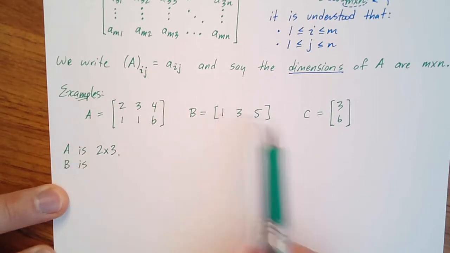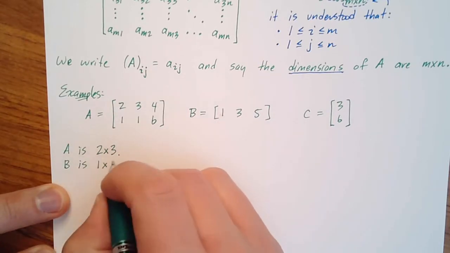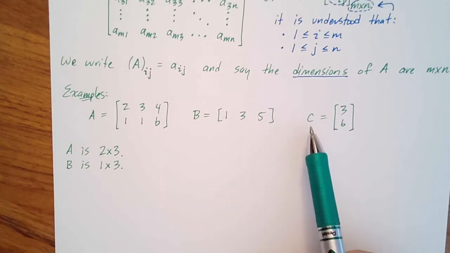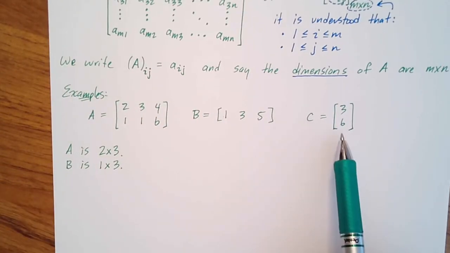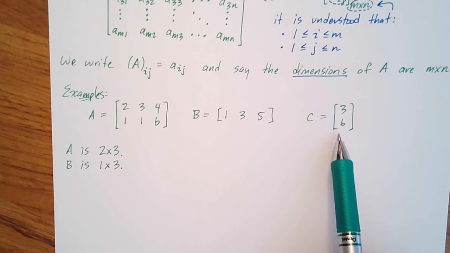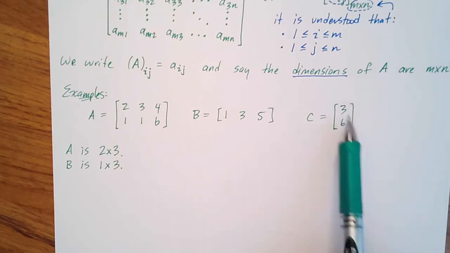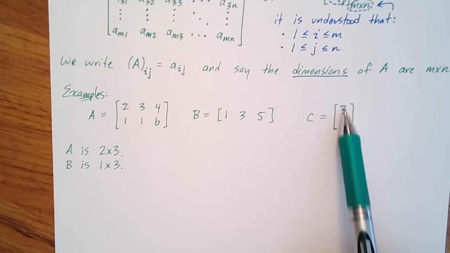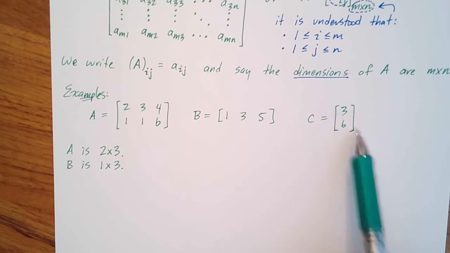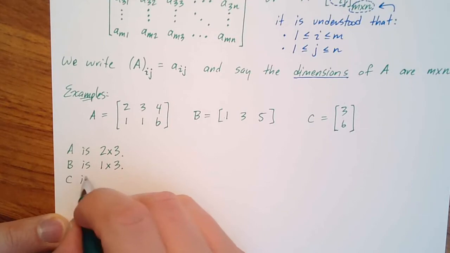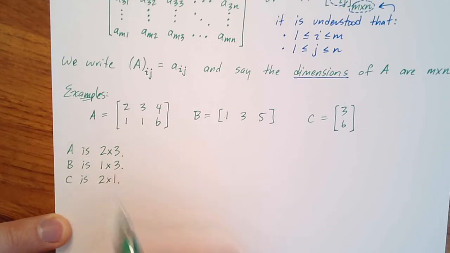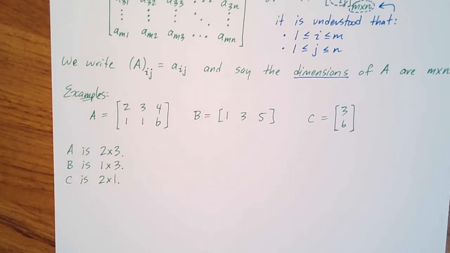B is 1 by 3, right? Because it has 1 row. And then C will be, well, how many rows are there? Well, there's 1 column only, right? 1 column, which is vertical, but then in each column, in each of the 1 columns, there's 2 rows. So C is a 2 by 1 matrix. So that's how we can write down the dimensions of those matrices.